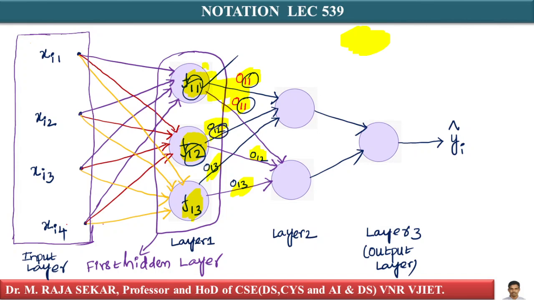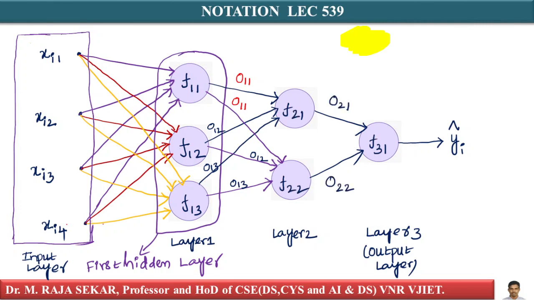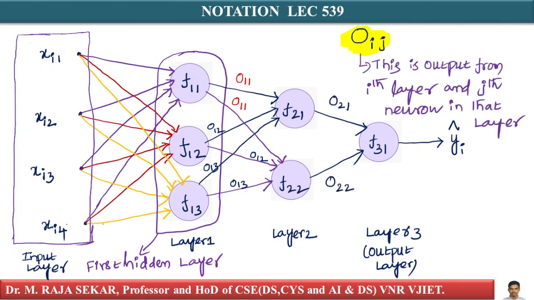Just I am writing 12. Here I am writing 13, and here I am also writing 13. It's a simple thing; anybody can understand. What is O_ij? What is the meaning of O_ij? In the same manner I am writing here. Just see what I am writing here: for F21 the output I am writing the same, 21. Here 22, I am just writing 2. What is O_ij? What does it mean?